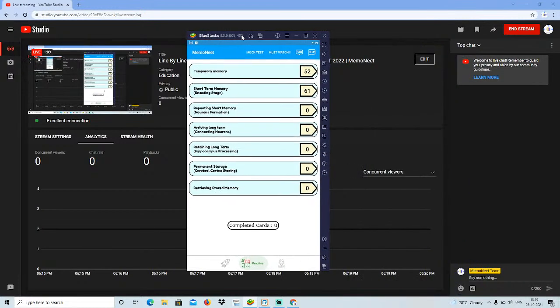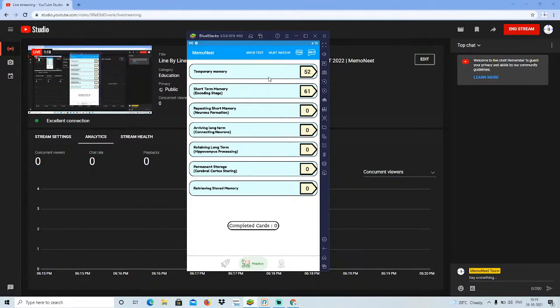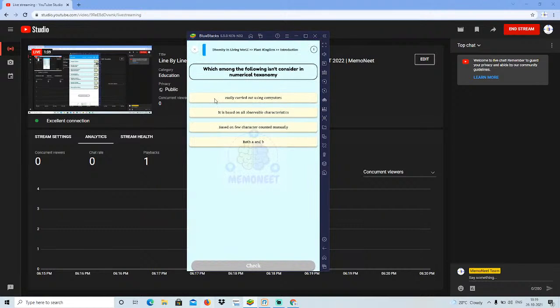Without wasting much time, I'm going to make the temporary memory as 0 and also the short-term memory as 0. I'm going to try moving the questions in the temporary memory to the short-term memory and questions in the short-term memory to the repeating short memory. So if I make it 0, after 24 hours these 52 questions will come here and these 61 questions will come here. That's the basic concept. So let's get into this question.